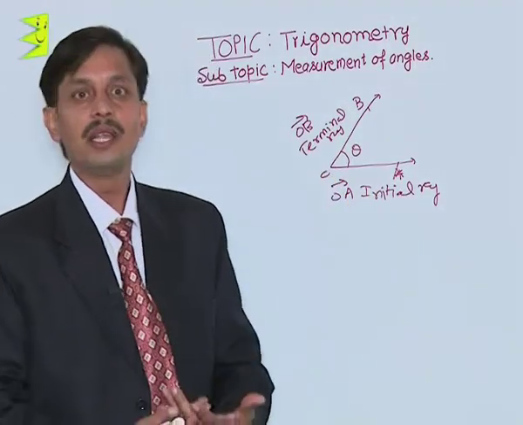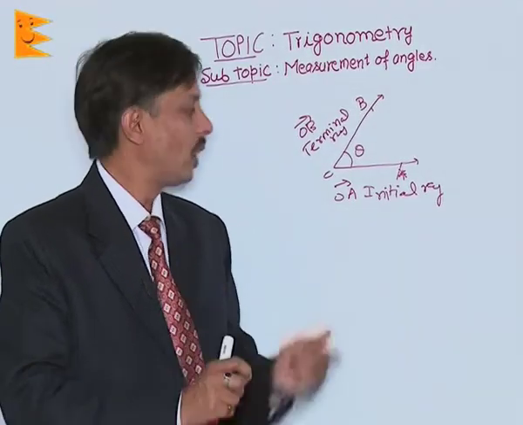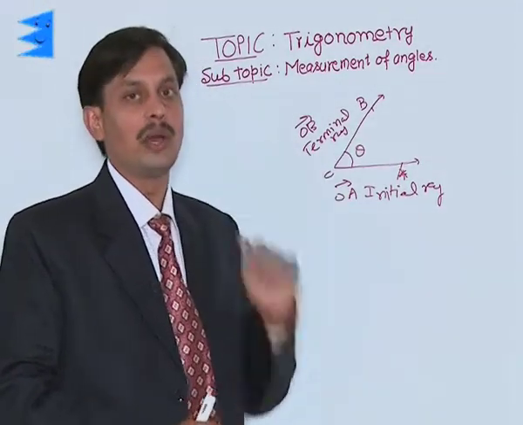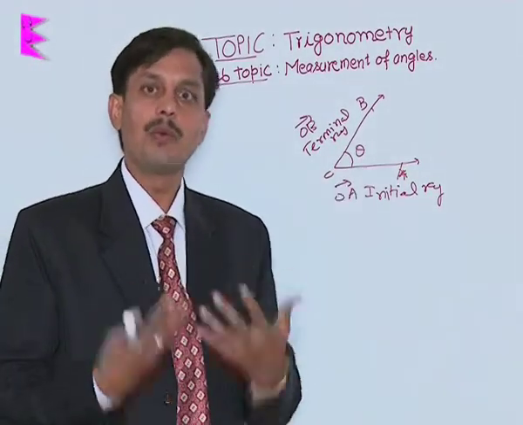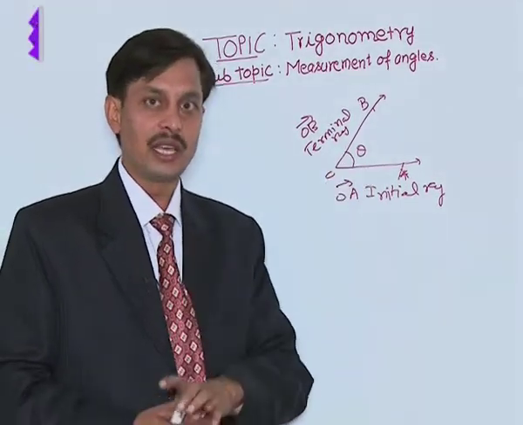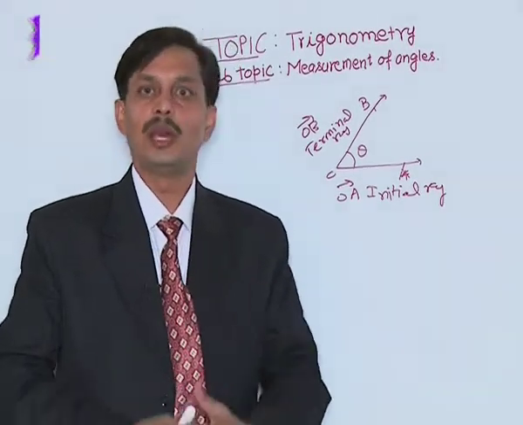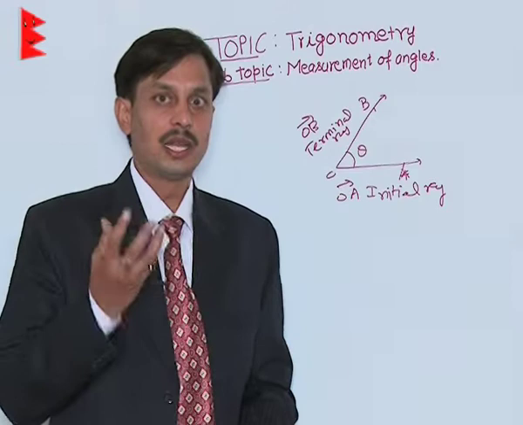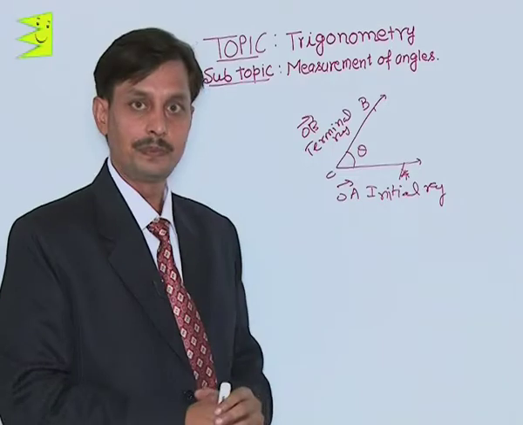So, you can define the angle in two ways. One way: if you have a ray and the ray is rotated in the anti-clockwise direction, then the figure formed after rotation is known as the angle. The starting ray is known as the initial ray, and where we finish our rotation is known as the terminal ray. The amount of rotation theta is known as the degree measure of the angle.